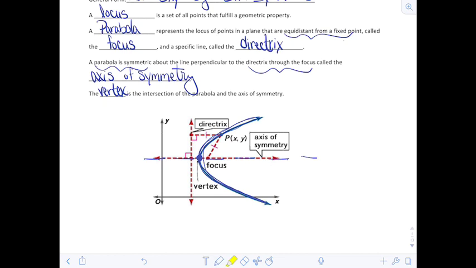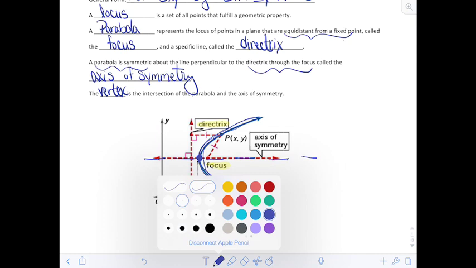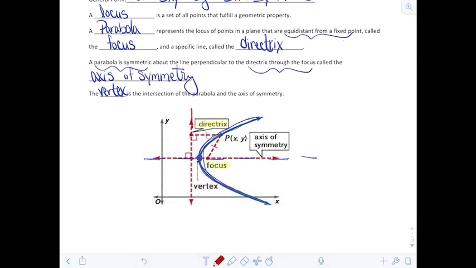Now, the 2 new terms are focus and directrix. So again, as it says up there, there is one point that it is equidistant from, called the focus, and a line called the directrix. So this line, I'll change colors. This line here, running along the outside of the parabola, along the vertex, is called the directrix. And then on the inside of the parabola, also on the axis of symmetry, is the focus.